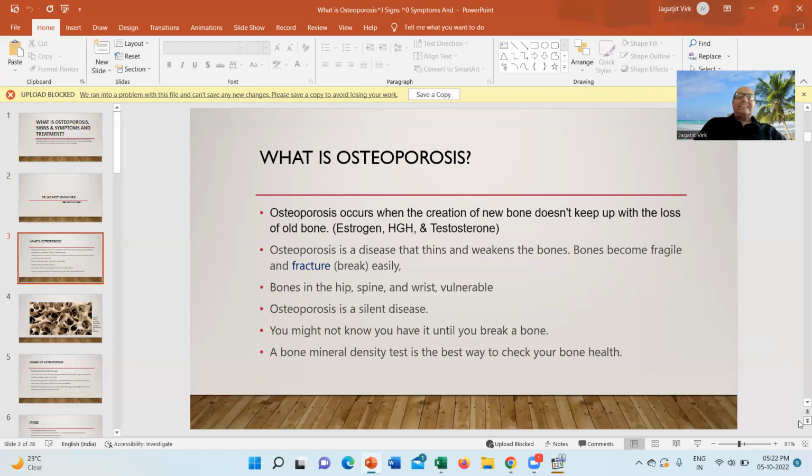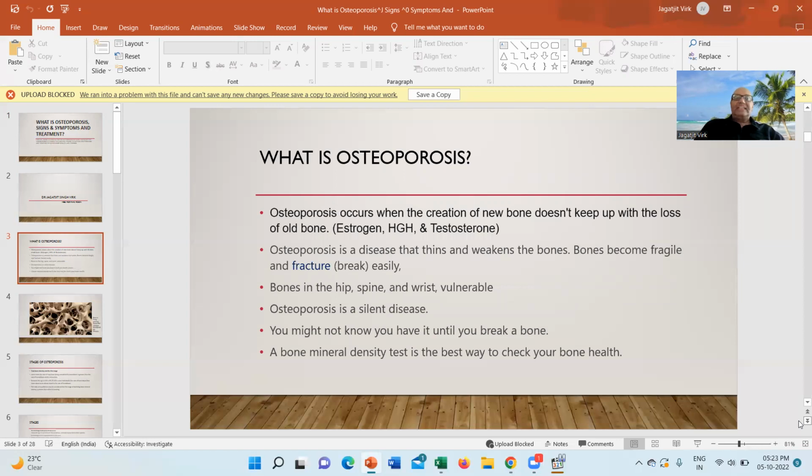Now let's discuss what is osteoporosis. Osteoporosis occurs when the creation of new bone doesn't keep up with the loss of old bone. That may be due to excess estrogen, human growth hormone, and maybe due to testosterone.